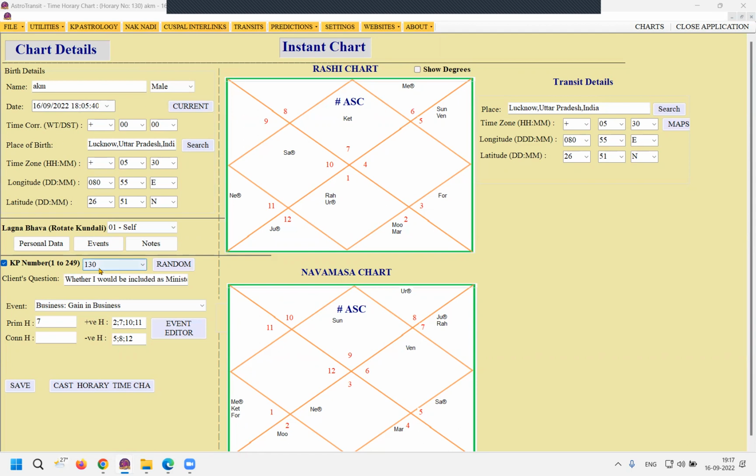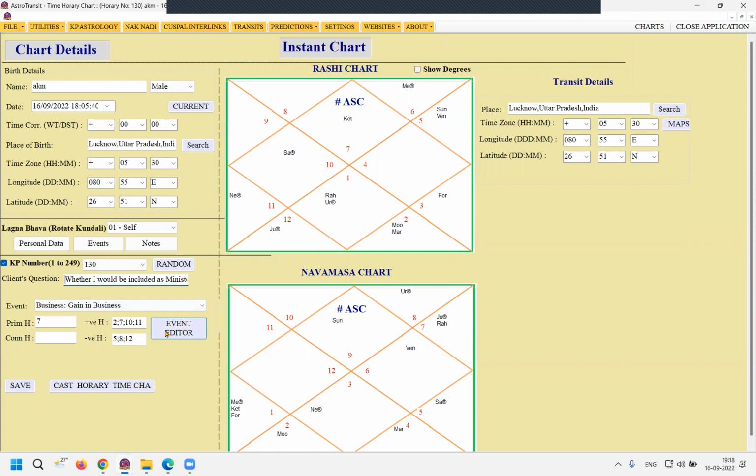The KP number given was 130, and the question was whether I would be included as the minister. For analyzing this question, we need to see the fulfillment of the wishes and the activated houses. As I have already told in many of my videos, this particular software has the facility to select the events, edit the events, and include your own events as well.